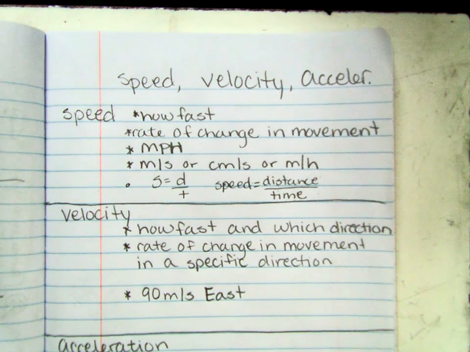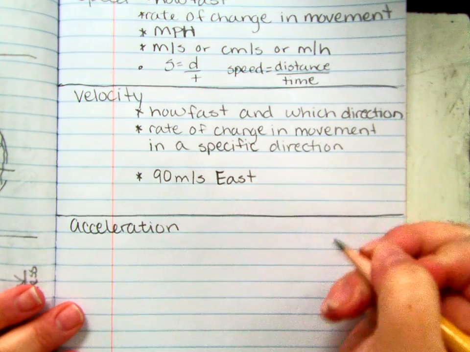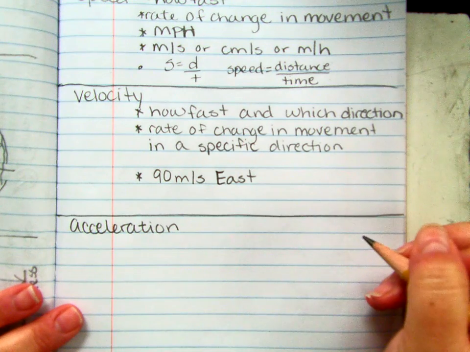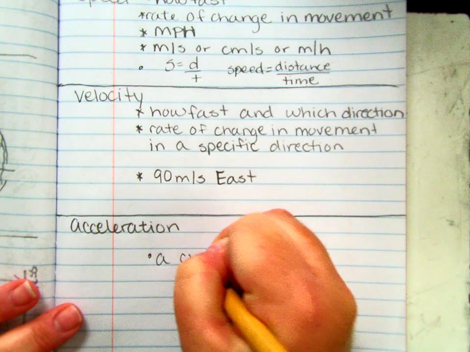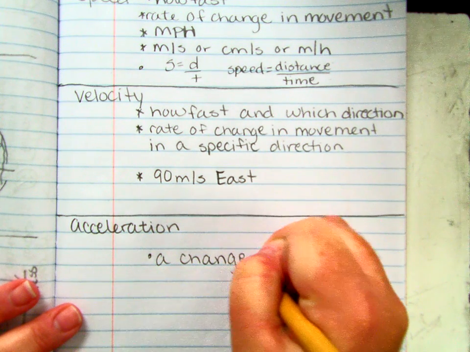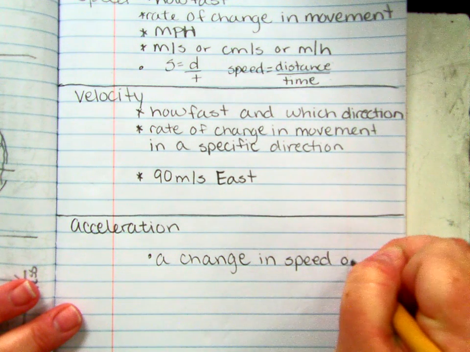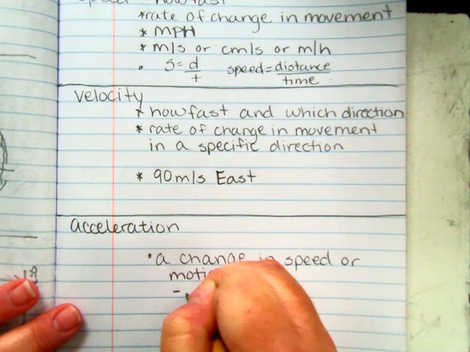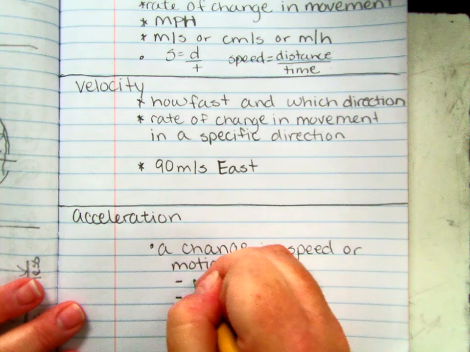And then the last one we're going to talk about today is acceleration. Now we know acceleration as speeding up. So if somebody says, hey, we're going to accelerate, you instantly think we're going to go faster. But the key thing about acceleration is it means a change in speed or a change in motion. So speeding up, slowing down, changing direction are all going to go under acceleration.